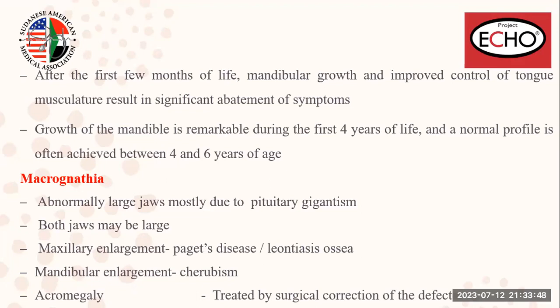Mandibular enlargement is seen in a disease called cherubism, which is a children's disease in which the jaw will become very, very enlarged, the lower jaw especially. We may also see these conditions in acromegaly. This is another type of endocrine problem in which we have a large jaw, large hands, and a large head. So macrognathia is treated by surgical correction of the defect, bone filing, and only surgery can treat the problem, and of course, control of the hormonal issues.